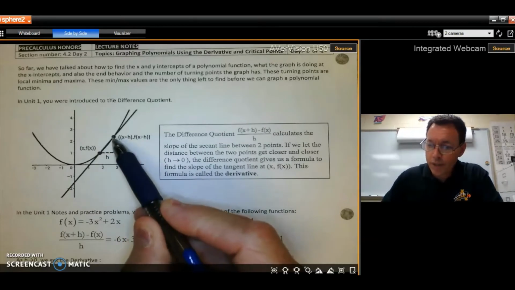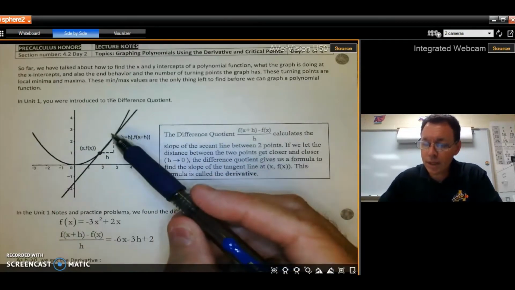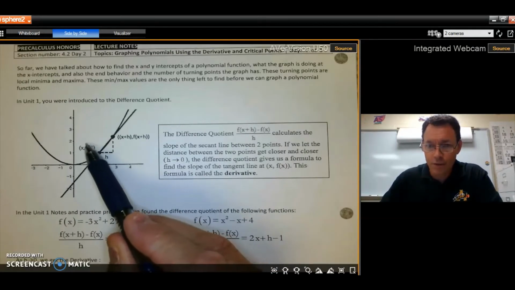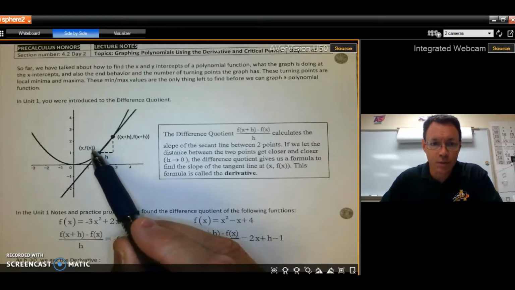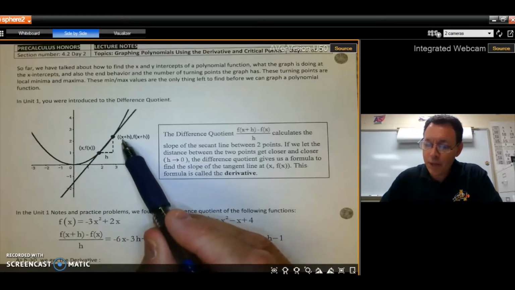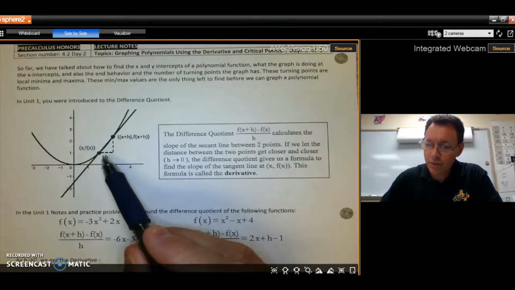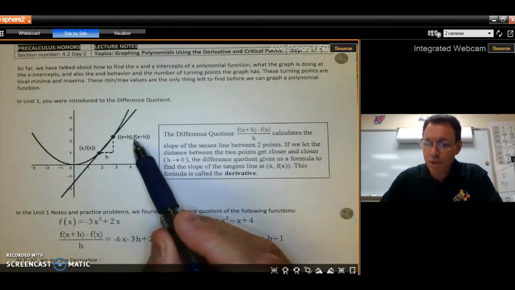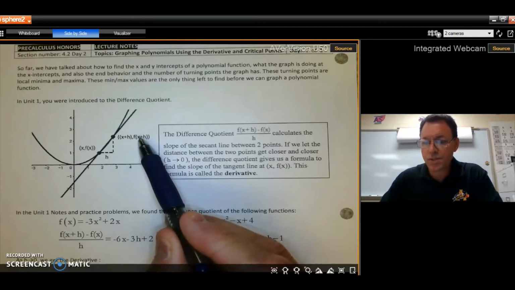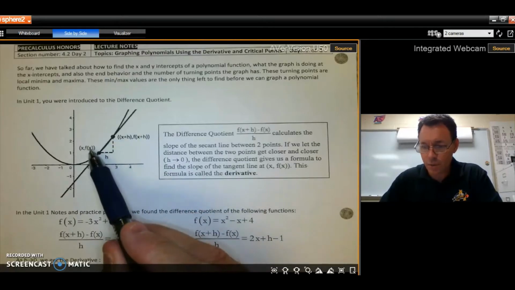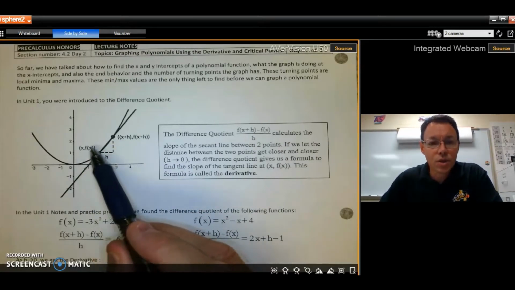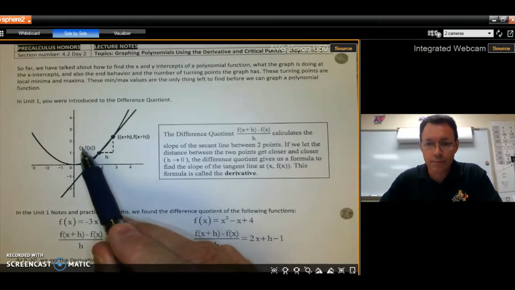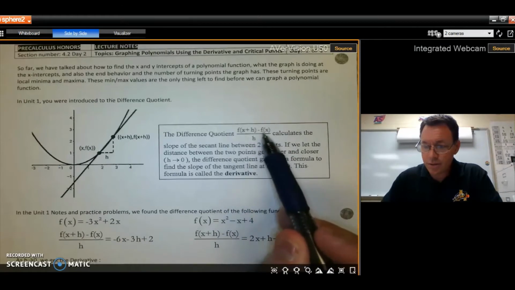If you're given 2 points on a curve, we'll say this point is x and f of x, which would be the y value of this point, but it's the function evaluated at x. And then I've got this point that's a certain distance away from this x value. So they're going over h units, so this would be x plus h, and this would be the function evaluated at x plus h. So this is the y value that goes with this x value, and this is the y value that goes with this x value. So the slope formula, which is y2 minus y1 over x2 minus x1, that you learned in algebra, looks like this. That's the difference quotient.